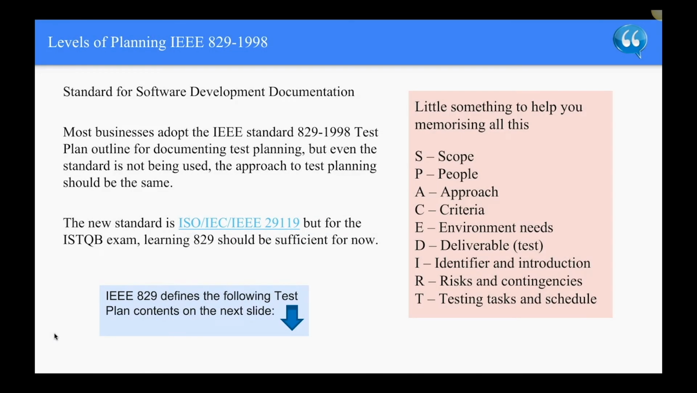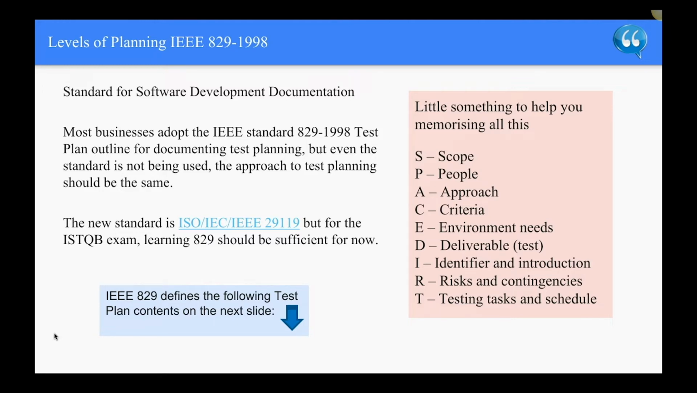Levels of planning according to IEEE 829 1998. So it's the standard for software development documentation. Most businesses adopt the IEEE 829-1998 test plan outline for documented test planning, but even if the standard is not being used, the approach to test planning should be more or less the same.